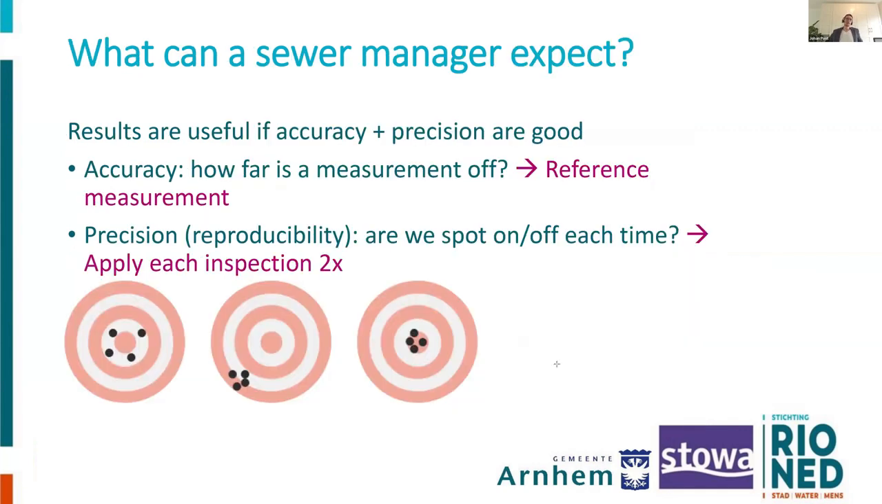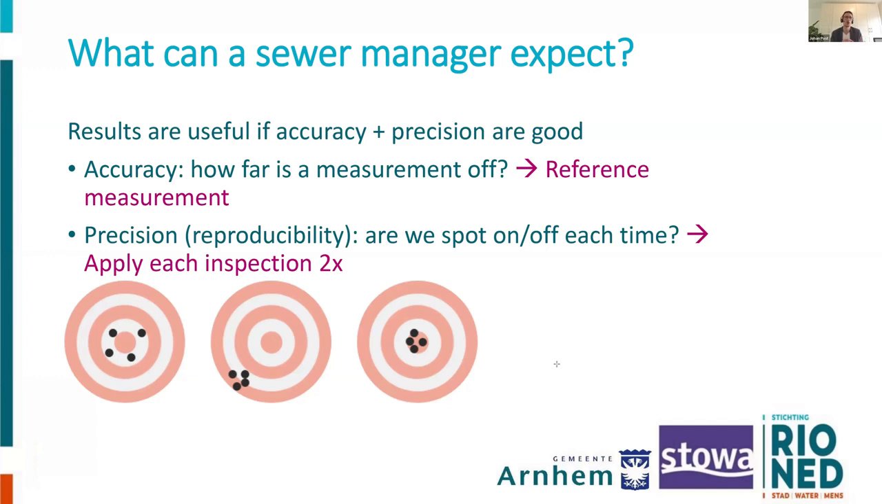Yes. So basically, we set out to answer the question, what can a sewer manager expect from an inline inspection? Well, if you want to define good, then of course we want a good accuracy. So how far is a measurement off from the true value? But also we want a good precision, which I'll call reproducibility in this presentation. That basically means, are we spot on or off each time? If you do an inspection multiple times, will you get the same result each time? Which sounds like a prerequisite, but of course any type of measurement has some noise. So each time you do it, you get a bit different results.